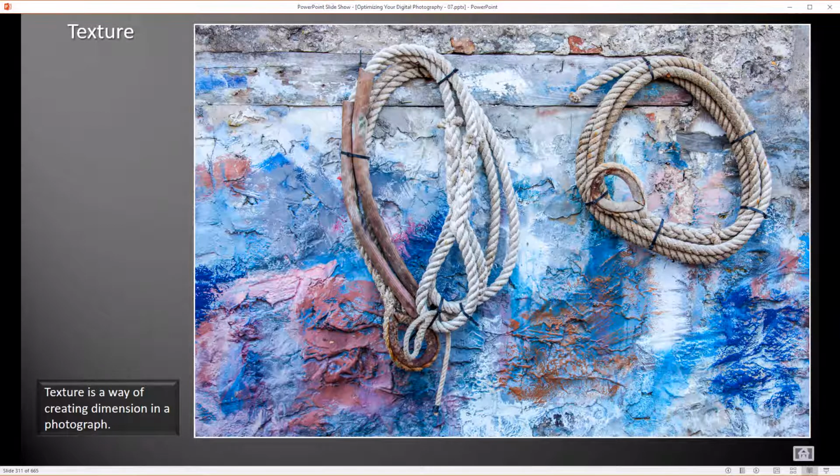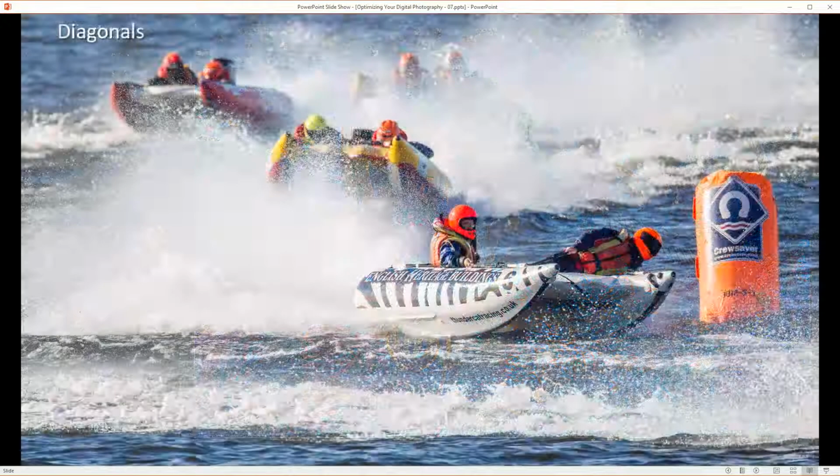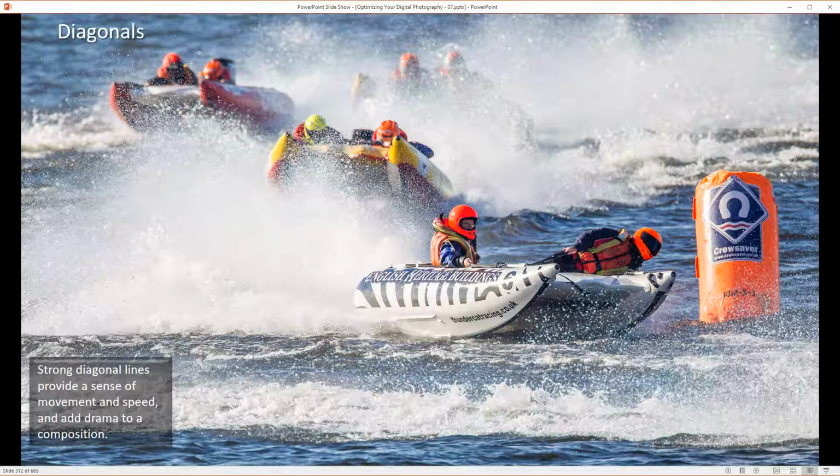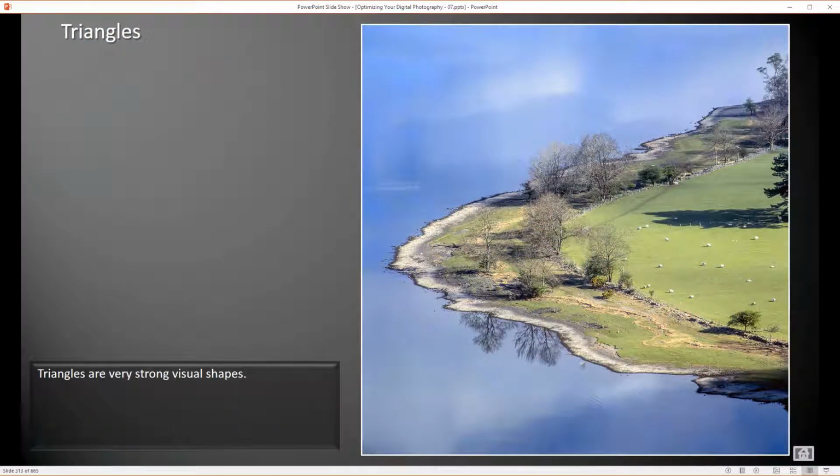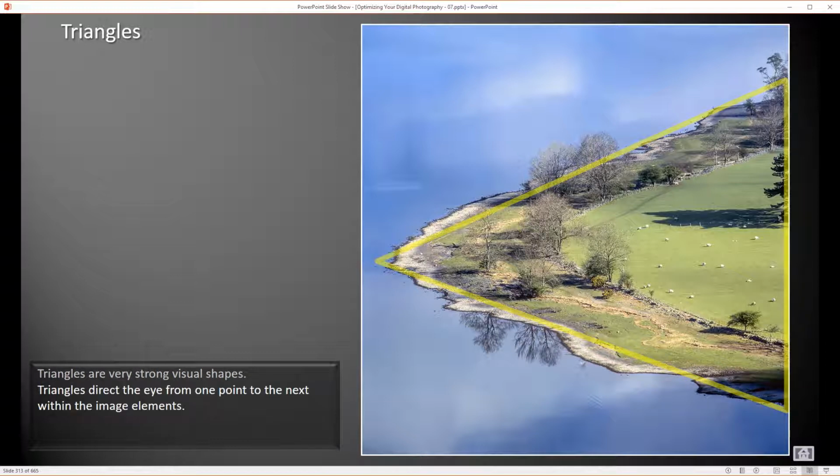Texture. Texture is a way of creating dimension in a photograph. Diagonals. Strong diagonal lines can provide a sense of movement and speed and add drama to a composition. So we've got two different diagonals working with us here. Triangles. Triangles are a very strong visual shape. Triangles direct the eye from one point to the next within the image. And combined with diagonal lines, it can really enhance the image. There we go.